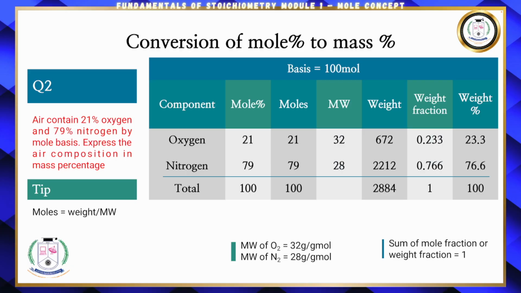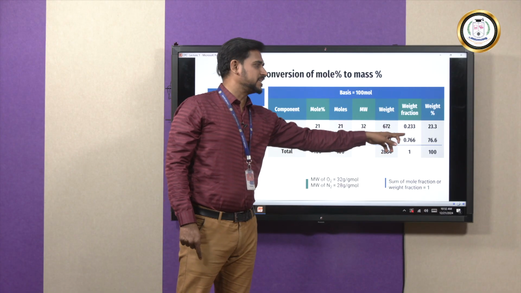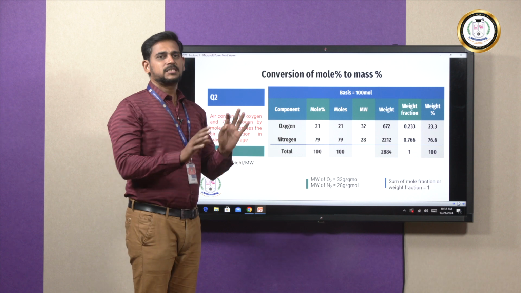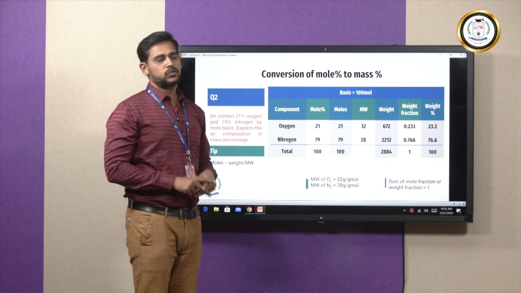If we want to express it as weight percentage, multiply by 100. So 0.233 into 100 is 23.3, and 0.766 into 100 is 76.6. So the total weight percentage is 100. This is how we convert the mole basis into weight basis.